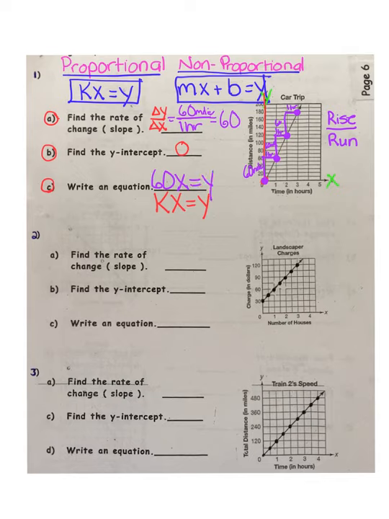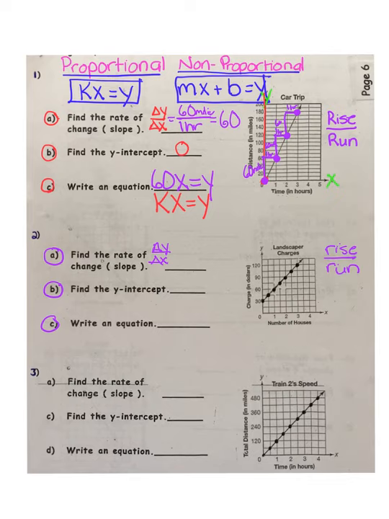Now, let's take a look at problem number 2. Here we have to find the slope or the rate of change. That's our delta y over delta x. Please write that down. Also known as our rise over our run. Then we have to find the y-intercept. And finally, we need to write an equation. Well, let's take a look at what we've been given here.